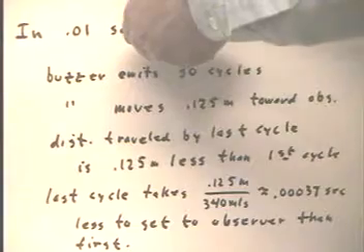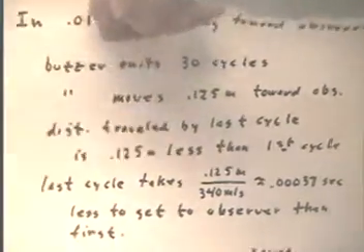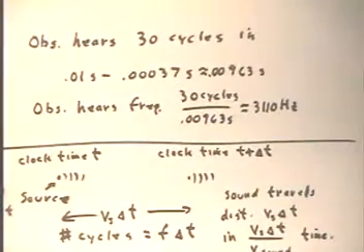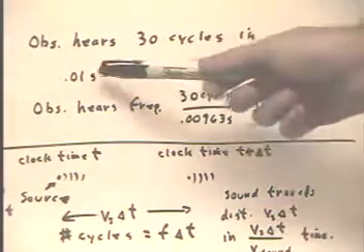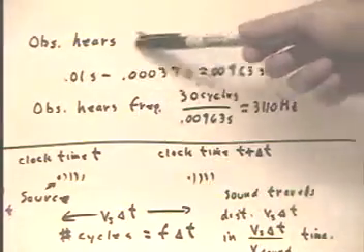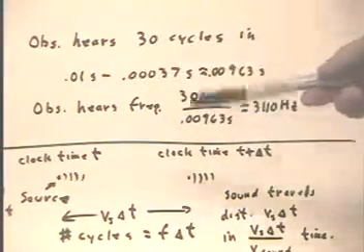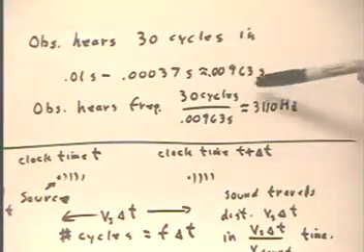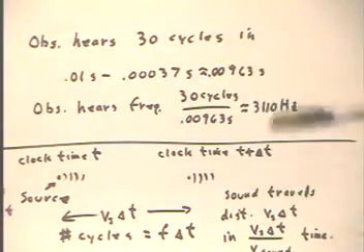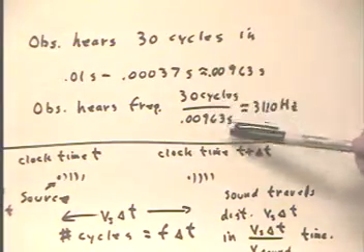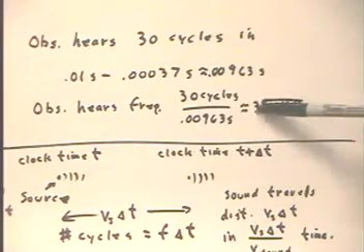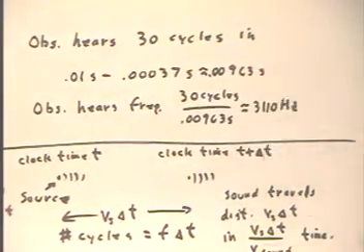That means that the observer is going to hear the sounds in less time than it took the buzzer to emit them. So the observer will hear all 30 cycles in the 0.01 seconds less the difference in the time between the first and last cycles, or in 0.00963 seconds, which gives him a frequency of about 3110 Hertz. Now that's right at the same estimate that we made by doing a percent difference.